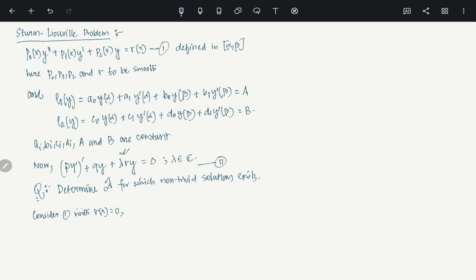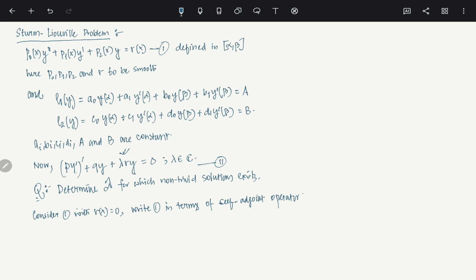Now you see, for the homogeneous problem, what happens is this: this problem is in the general form, right? If you multiply it properly with the integrating factor and all, we know we can actually write it in terms of a self-adjoint operator. Okay, so write equation 1 in terms of a self-adjoint operator.